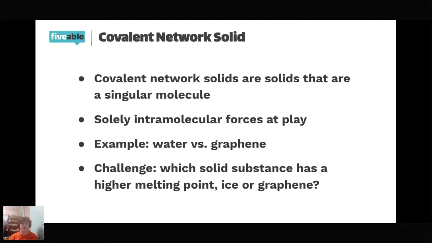For example, a big sheet of graphene versus, we're going to compare these things. A big sheet of graphene is just a bunch of carbons chemically bonded to each other, but a big vat of water or solid water is a bunch of individual molecules that are attracted to each other via a polar attraction like this. Does that make sense? If it doesn't, it'll make more sense when I show you the infinite structure of graphene, because this is obviously just a segment. So the challenge is, which solid substance has a higher melting point, ice or graphene?